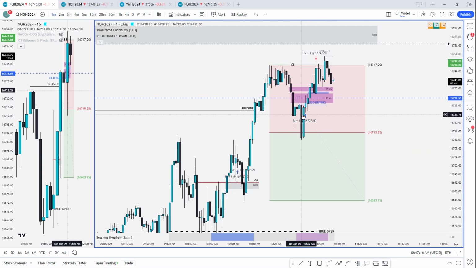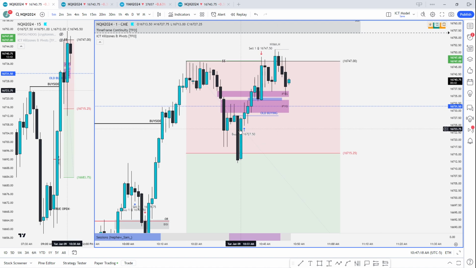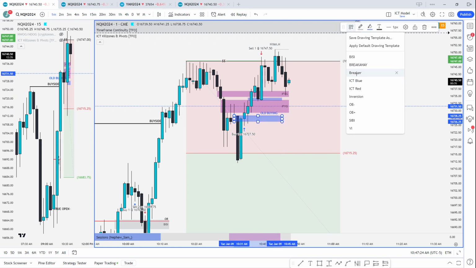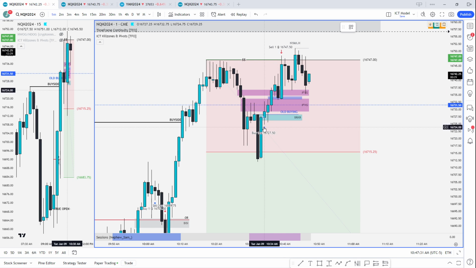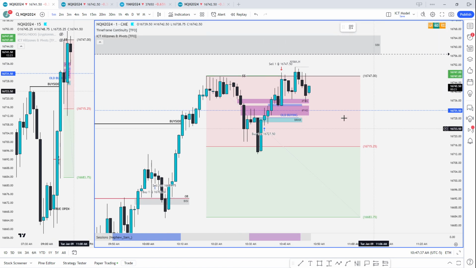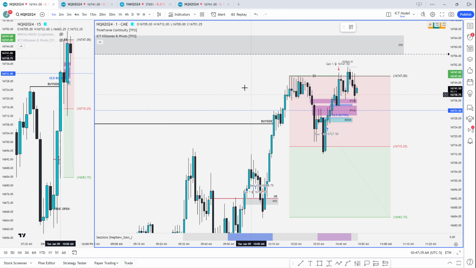So I'm not entering off a PD array here. Obviously, there's going to be some PD array that aligns with it. So we have the 1 minute breaker right here. This tiny, tiny, tiny 1 minute breaker. Not breakaway, breaker. Entered off that, I guess. And then we flew up from there into the buy side. You can see we're kind of chopping around here. So that's why it's good to take profit at those highs.